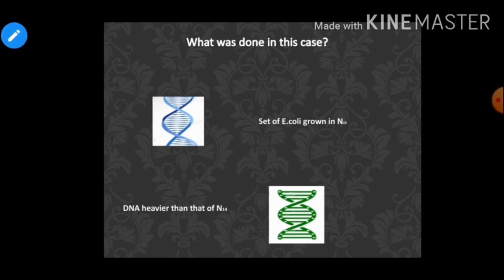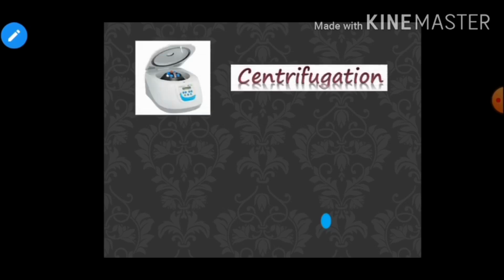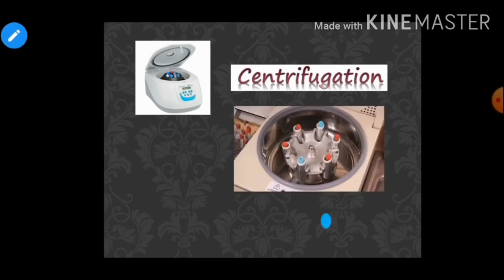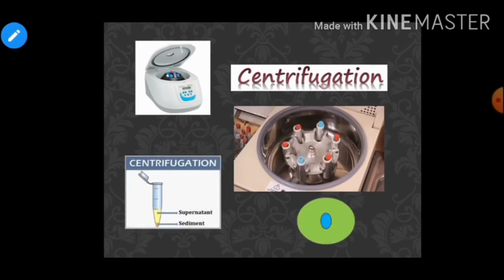Now children, how to get it that N15 was heavier and N14 was lighter? How do we know that? So for that we have to perform the process of centrifugation. Okay, so what happens in centrifugation? Centrifugation में क्या होता है? If a mixture is rotated at a very high speed, what happens? Heavier particles tend to settle down just close to the center. जो heavy particles होते हैं, they are settled down.